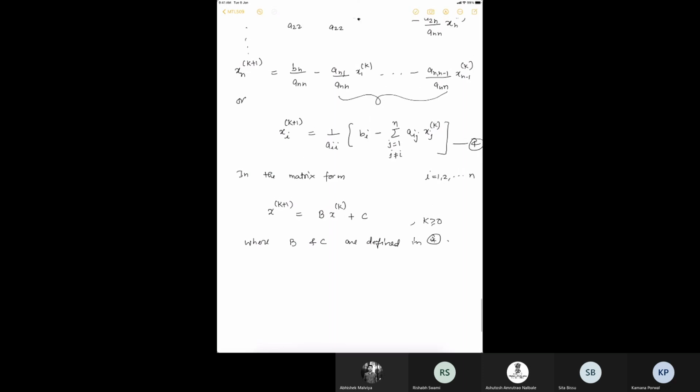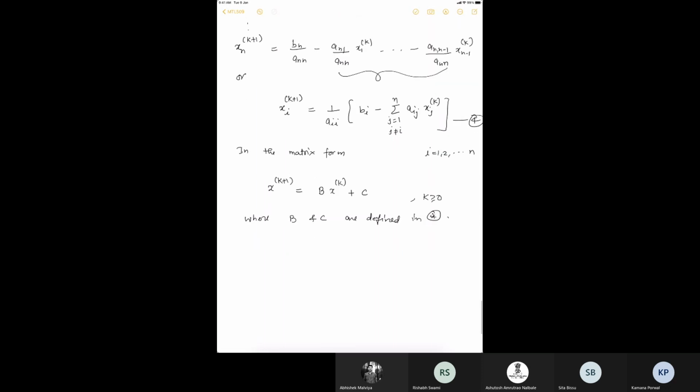Okay, so this is how basically we are computing the iterates. So you start with the initial iterate, say k is equal to 1, and then you compute x2, x3 using this relation. All right.